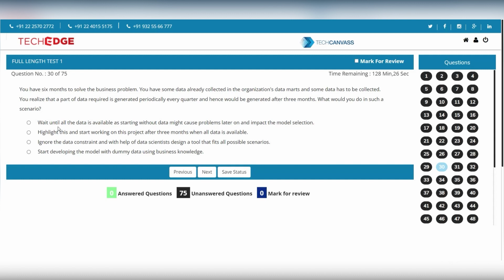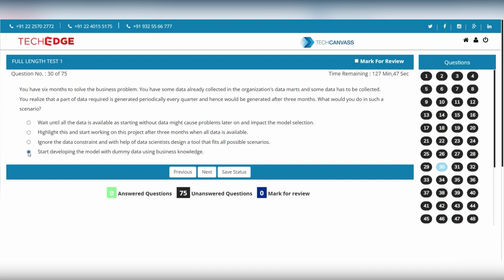Option 1. Wait until all the data is available, as starting without data might cause problems later on and impact the model selection. Option 2. Highlight this and start working on this project after 3 months when all data is available. Option 3. Ignore the data constraint and with help of data scientists, design a tool that fits all possible scenarios. Option 4. Start developing the model with dummy data using business knowledge.